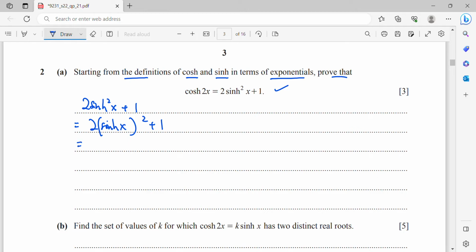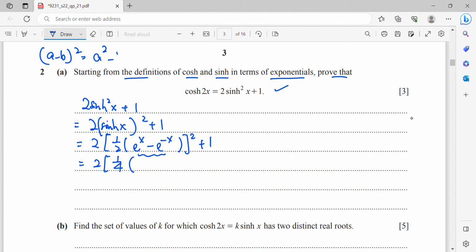Okay, so the definition for sine x is basically half of e to the x minus e to the negative x, then squared plus 1. So then I bring in the square to the half first, it becomes 1 over 4. Then this bracket, when you consider the square, just use the formula, a minus b squared is a squared minus 2ab plus b squared. So now my a is e to the x. So when you square the e to the x, it becomes e to the 2x.